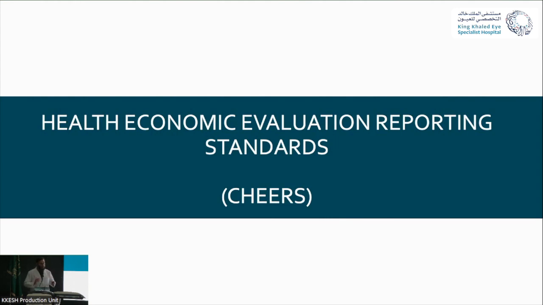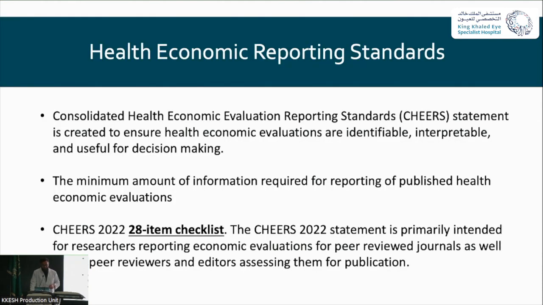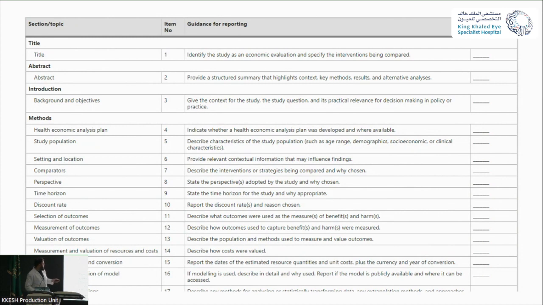the ingredients of that economic evaluation. So this is the Consolidated Health Economic Evaluation Reporting Standards, which we call CHEERS, and it has a list of 28 items. The statement is primarily intended for researchers reporting economic evaluations for peer-reviewed journals. I will show you just a glimpse of these standards, which may not be visible, but you can refer to these CHEERS standards. It's free. You can easily find it online.